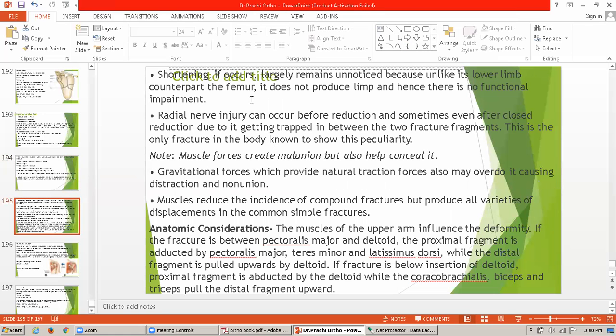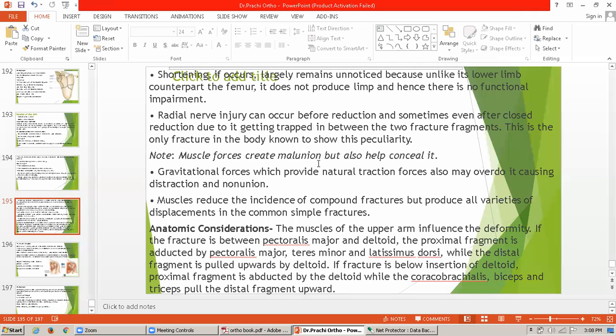The shortening, if it occurs, largely remains unnoticed because, unlike its lower limb counterpart, the femur, it does not produce limb length discrepancy, and hence there is no functional impairment. Radial nerve injury can occur before the reduction and sometimes even after closed reduction, due to getting trapped in between the two fracture fragments. This is the only fracture in the body known to show this peculiarity, that is radial nerve injury.